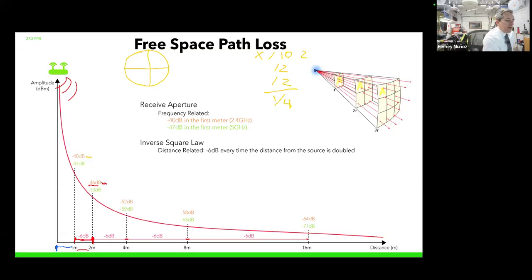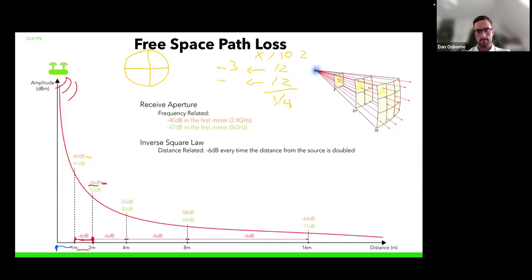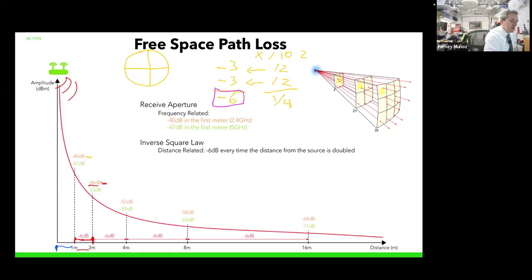What does this become then on the dB side? What's divided by 2 on dB? Minus 3. Minus 3. And this? Minus 3 again. Minus 3 is equal to? Minus 6. Minus 6. So this minus 6 over here is this minus 6 over here. In Wi-Fi, when you double the distance, you lose 6 dB.